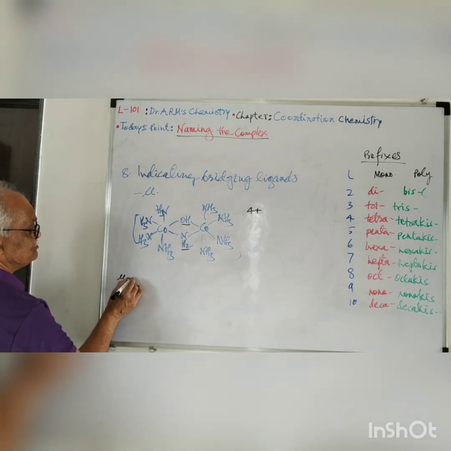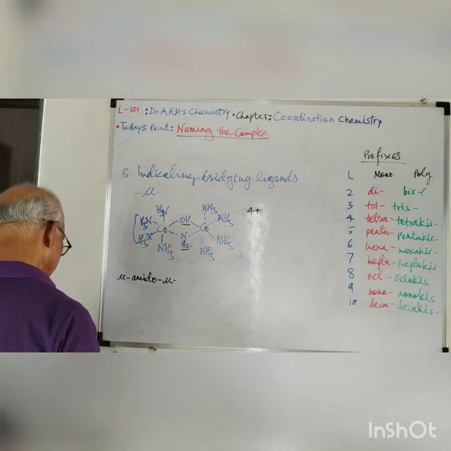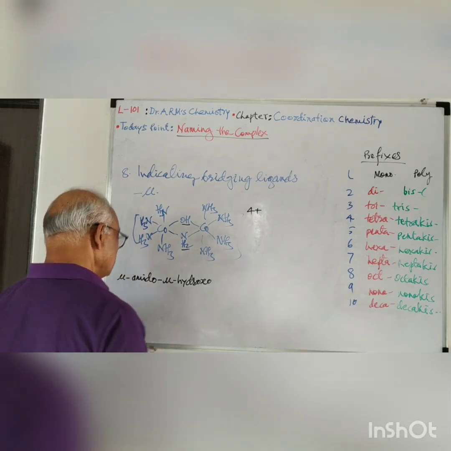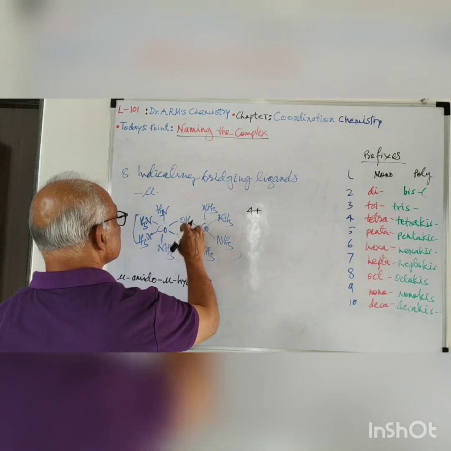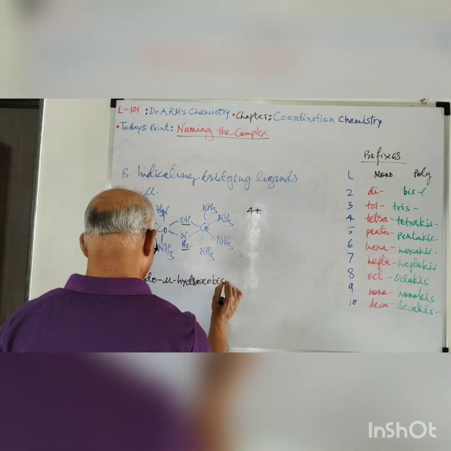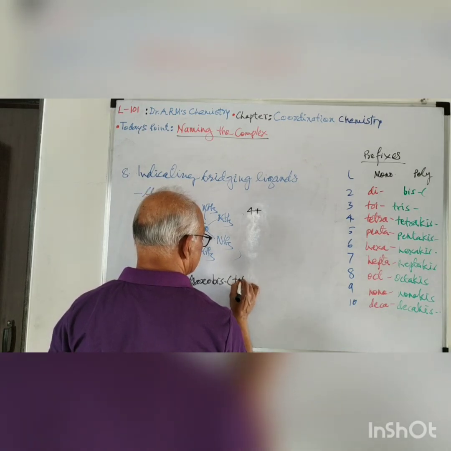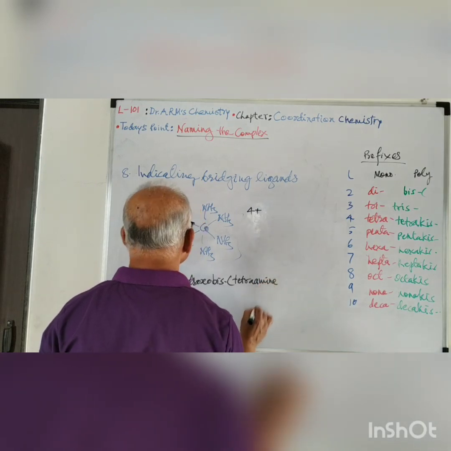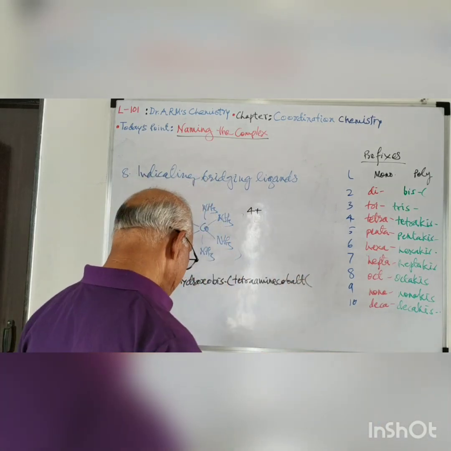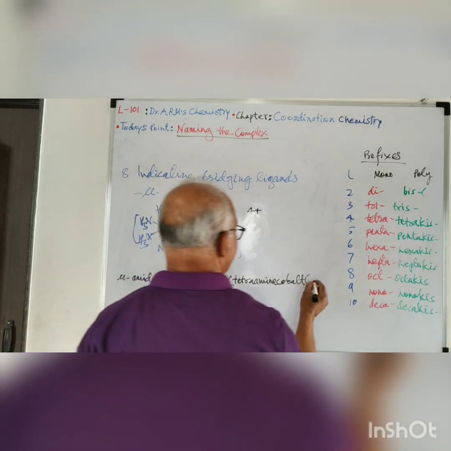So we have to show this as mu-amido, then again mu-hydroxo, followed by the other ligands. There are two such species, meaning two metal ions. So we have to indicate the four ligands in each metal ion, that is tetraamine cobalt, tetraamine cobalt, and we have to indicate the oxidation state, or the charge, that is +4.